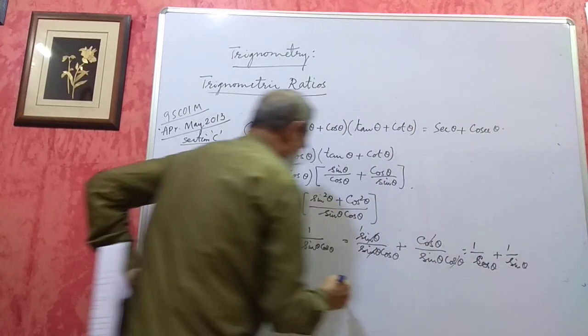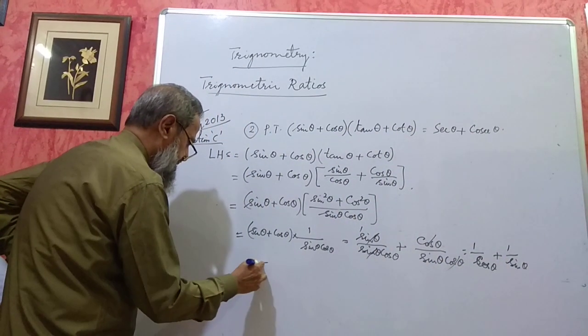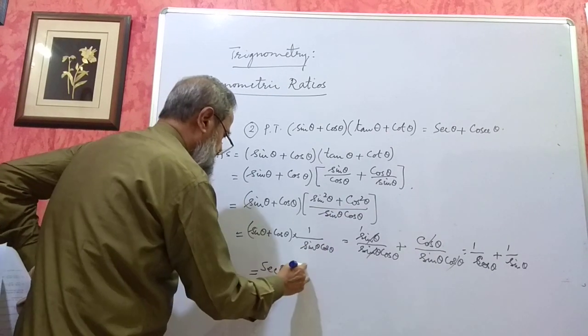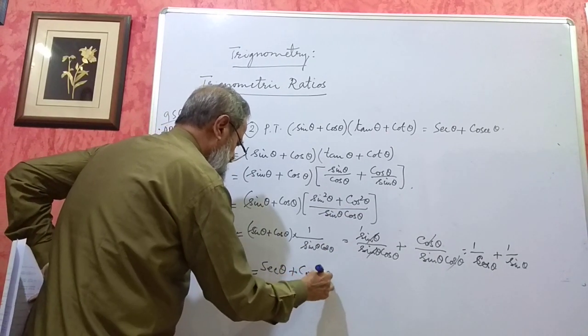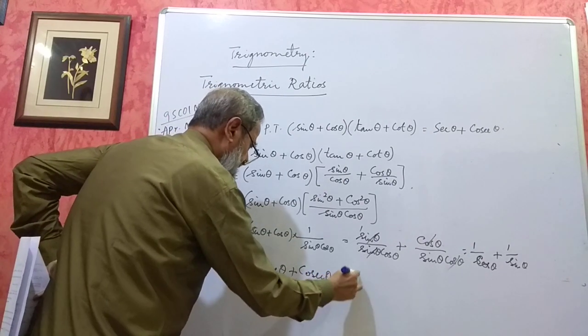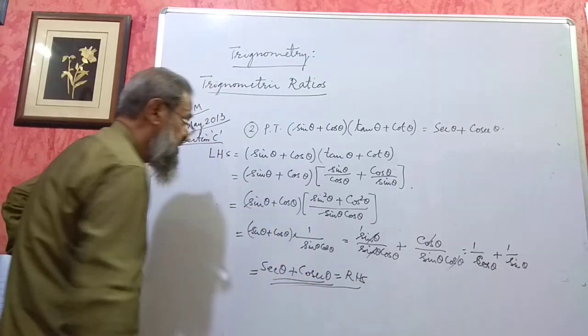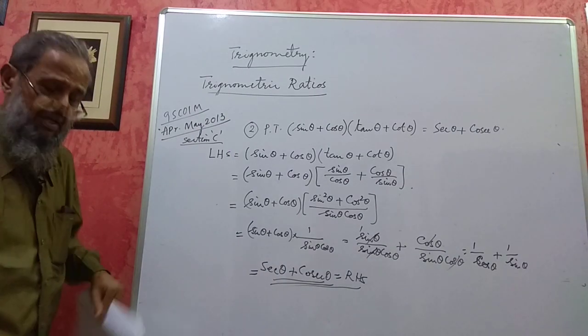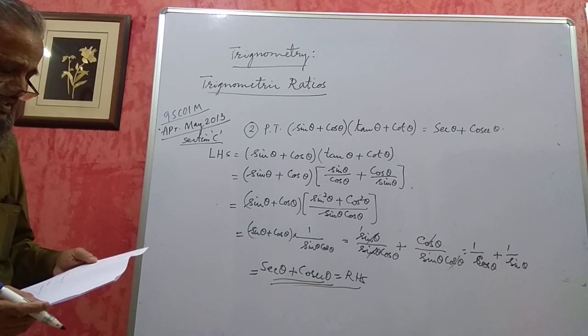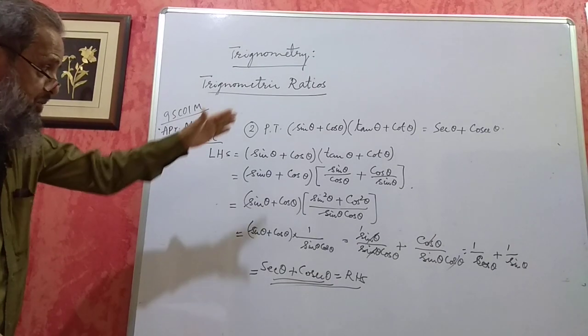1 by cos theta is secant theta plus 1 by sin is cosecant theta. This is our right hand side. Right? So I got the right hand side. So I will finish that. Carry 5 marks. That's how it is to be done. I hope you have understood it.